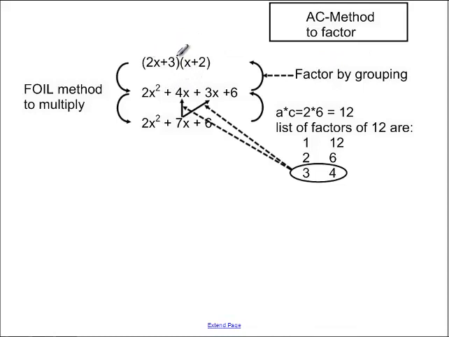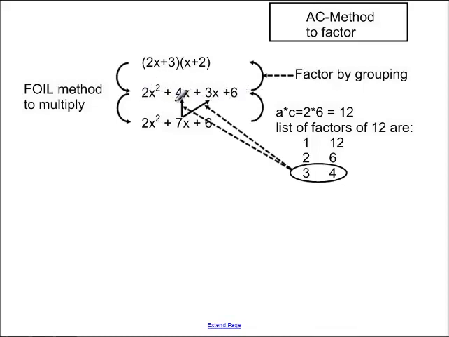If we take 2x plus 3 times x plus 2, we're going to FOIL. The first terms multiplied, 2x times x, give me 2x squared. The outside terms, 2x times 2, give me 4x. These are all positive signs, so all these terms are going to be positive. The inside terms, plus 3 times plus 2x, give me plus 3x. The last terms, plus 3 times plus 2, give me plus 6. And there's what we've got.